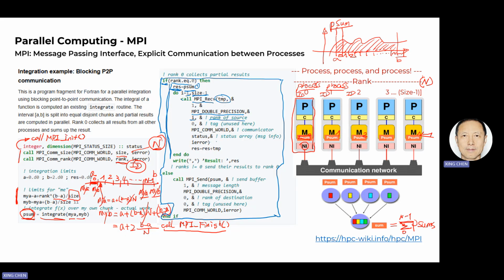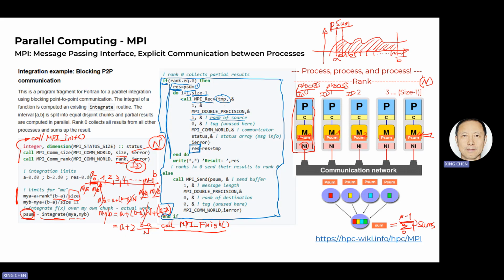Basically, the functional call is a loop, and MPI process 0 is going to receive one by one from all the other MPI processes the p-sum, and after it has received the p-sum, it is going to sum it up and put it in the result variable. The res is result. Okay, that's for rank 0.